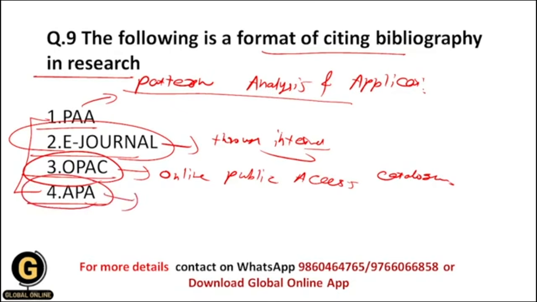So the full form of APA is American Psychological Association. This is a format. This is an official format or style of the American Psychological Association and is commonly used to cite bibliography in psychology, education and social sciences research.